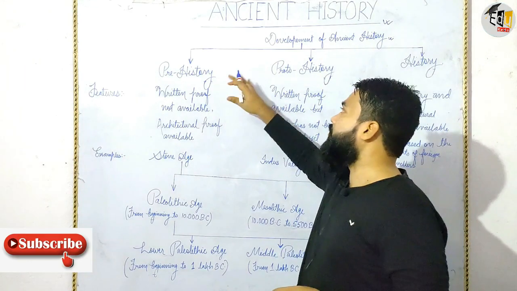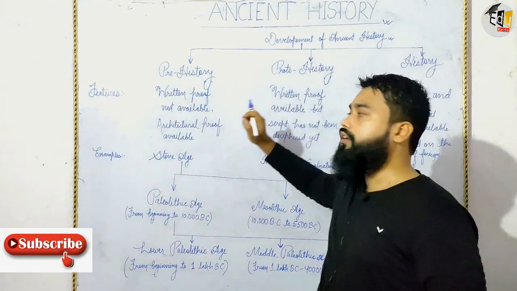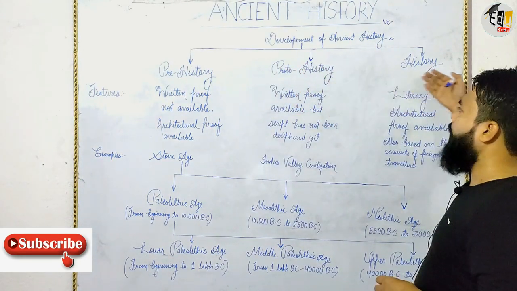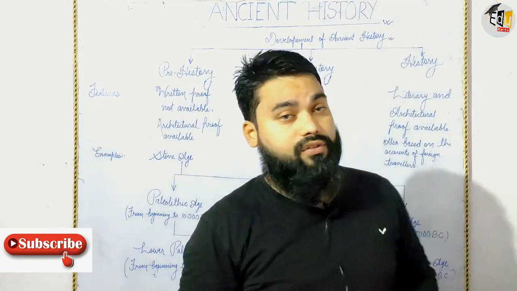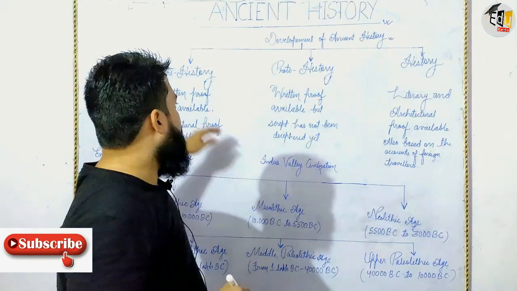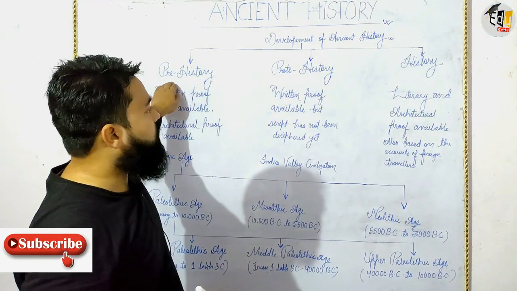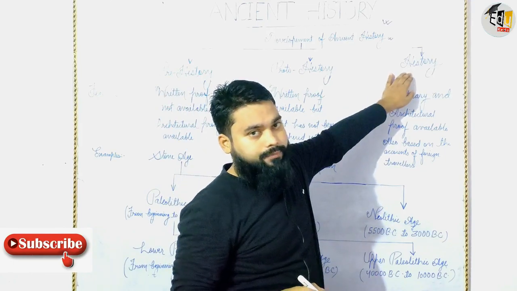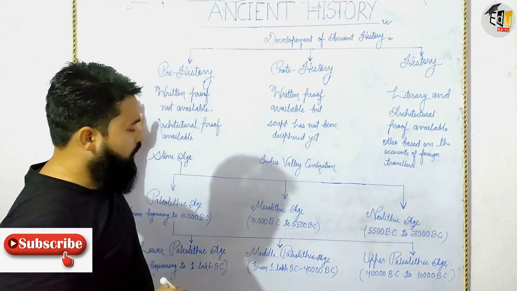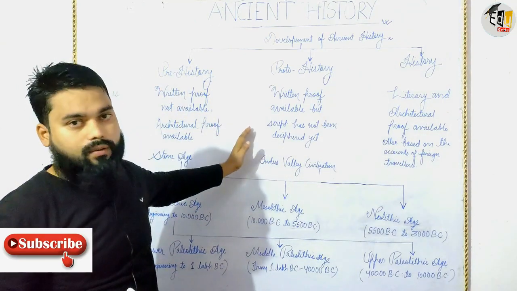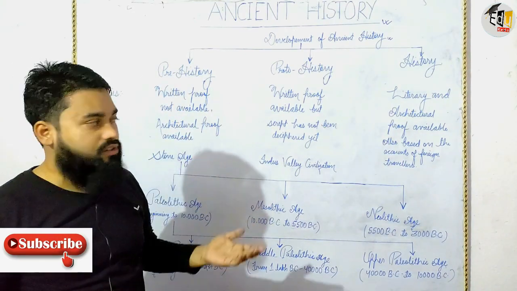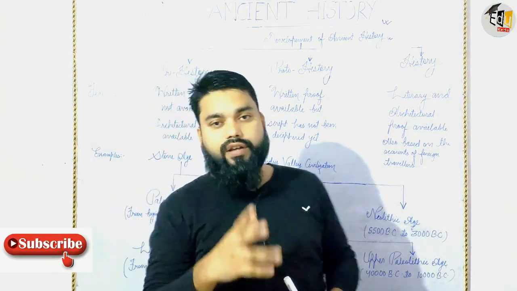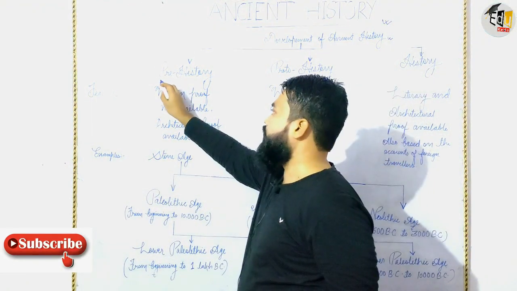The first thing which comes under the development of ancient history is prehistory. Basically there are three types of history, and the development of history was done in three phases: the prehistorical period, the protohistorical period and the historical period. Today we will also learn the differences among them, their distinct features, and how they are further subdivided. First of all, let's start with the prehistorical period.